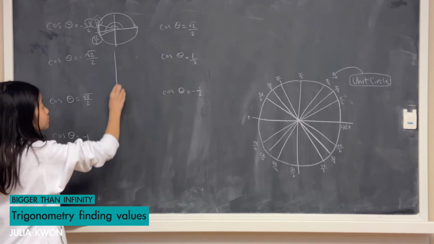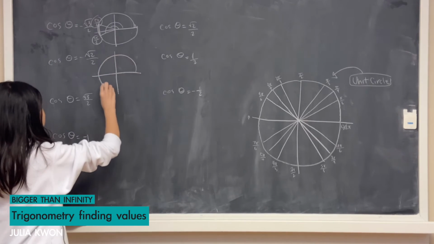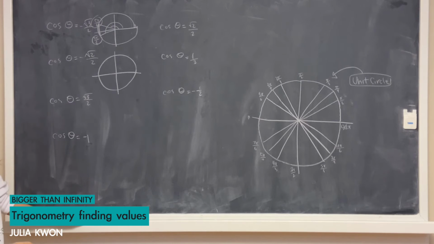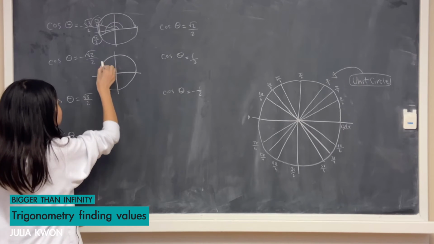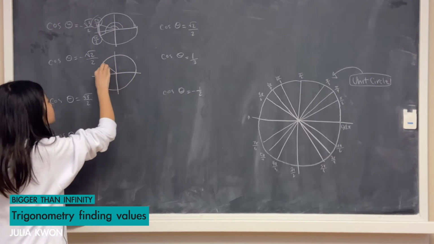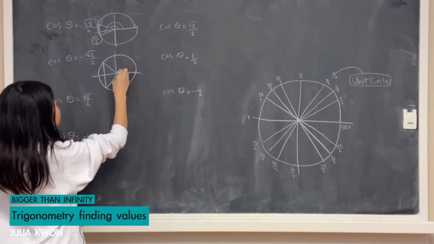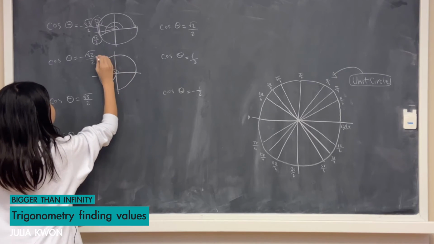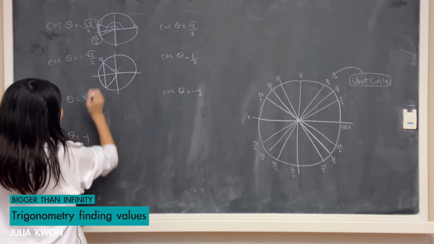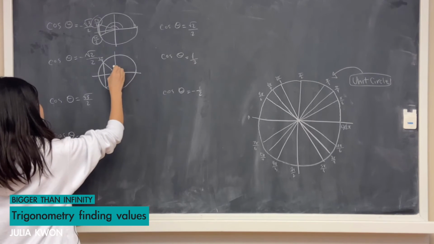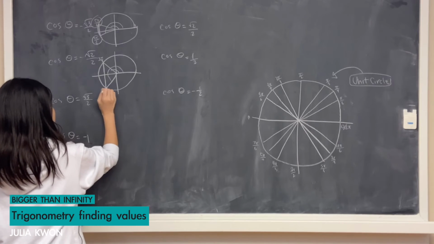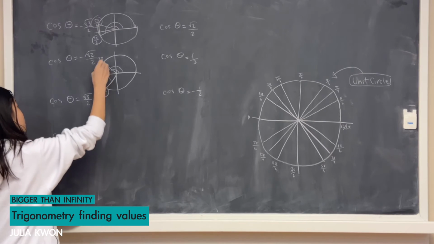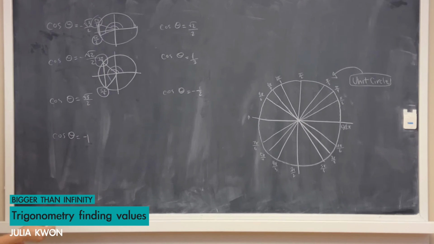And for the second one, cosine theta equals negative square root of 2 over 2, we have this one here, and this radian here is 3pi over 4. And this one is 5pi over 4. So these two are the radians for the theta in this equation.